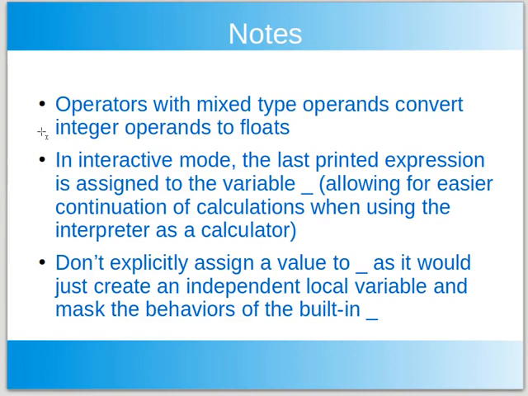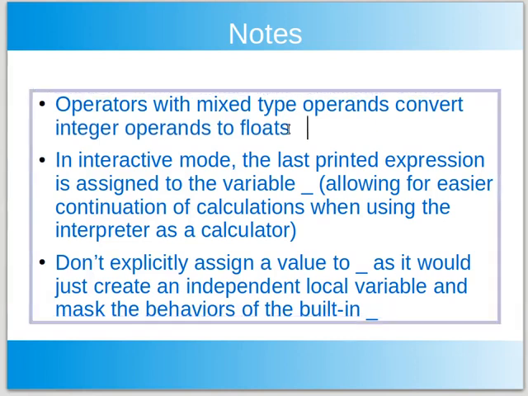Notes. Operators with mixed type operands convert integer operands to floats. So if I were to add, for instance, 10 plus 1.1, then the whole result would turn into a float. So it would be 11.1. And the same thing if you have like 20 integers and one float. If there's a single float, you're still going to end up with a float afterwards.